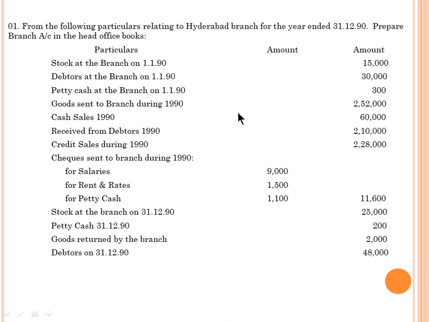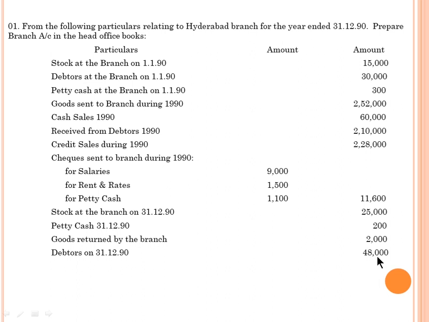Goods sent to branch during the year 1990, 2,52,000. Cash sales 1990, 60,000. Receipt from debtors 1990, 2,10,000. Credit sales during the year 1990, 2,80,000. Cheque sent to branch during the year 1990 for salaries 9,000, for rent and rates 1,500, for petty cash 1,100, and total 11,600. Stock at the branch 25,000, petty cash at the end 200, goods returned by branch 2,000 and debtors at the end 48,000.